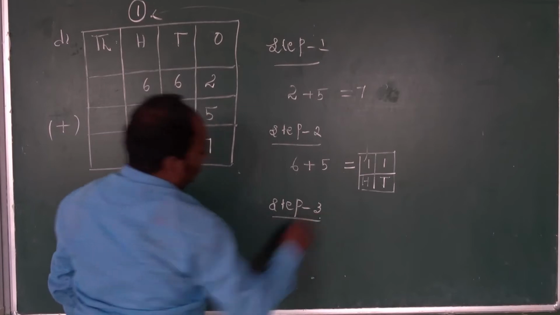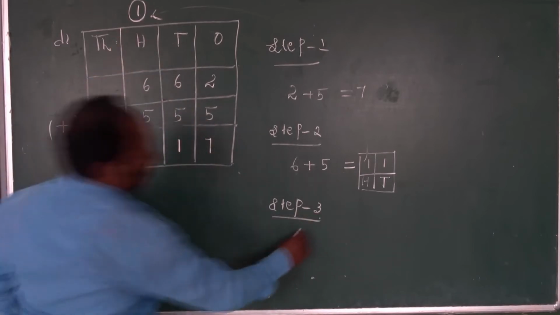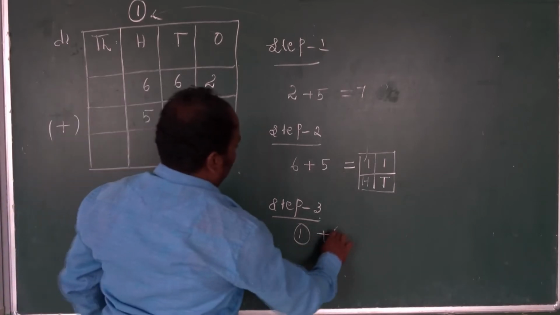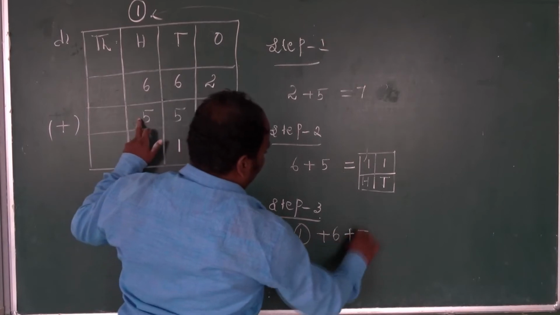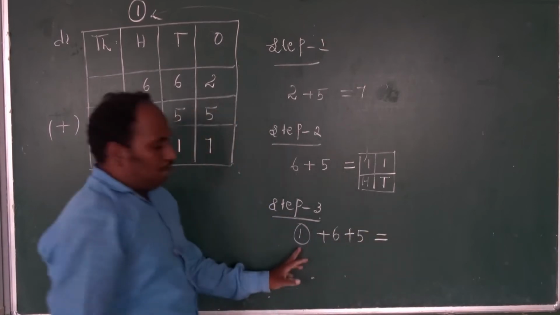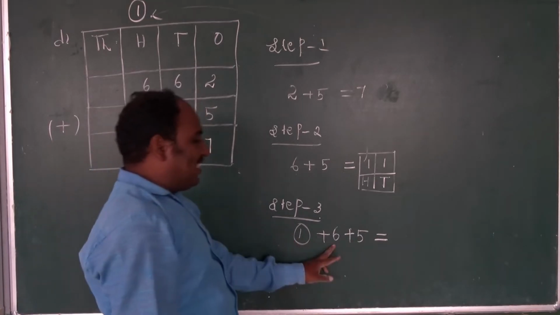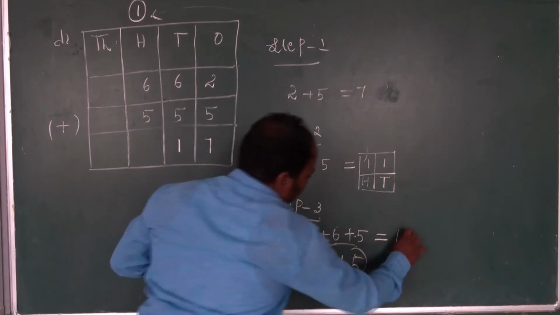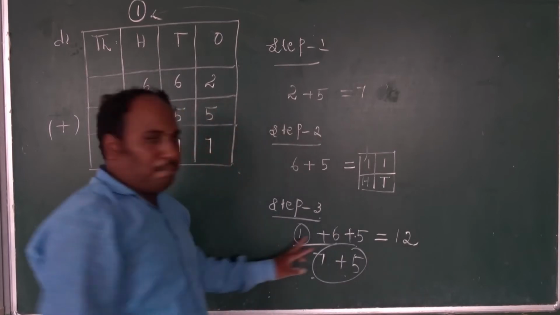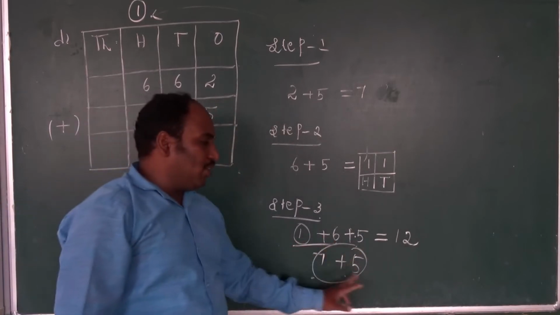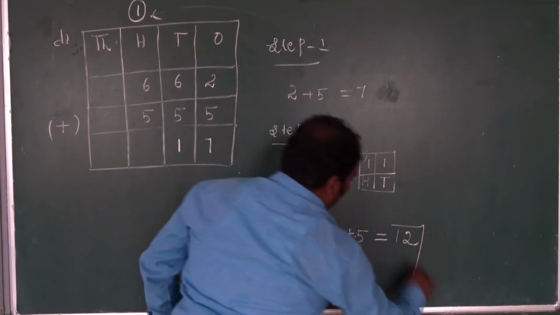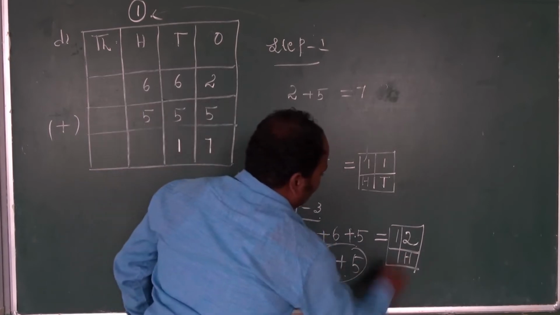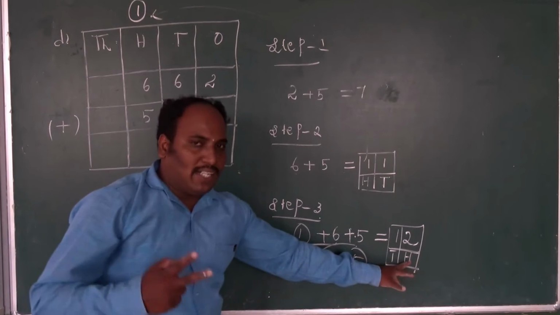Step 3. Carry over the number 1 plus 6 hundreds plus 5 hundreds. 1 plus 6 plus 5. 1 plus 6 is equal to 7. 7 plus 5 is equal to 12. So 12 hundreds. That means 2 hundreds and 1000.